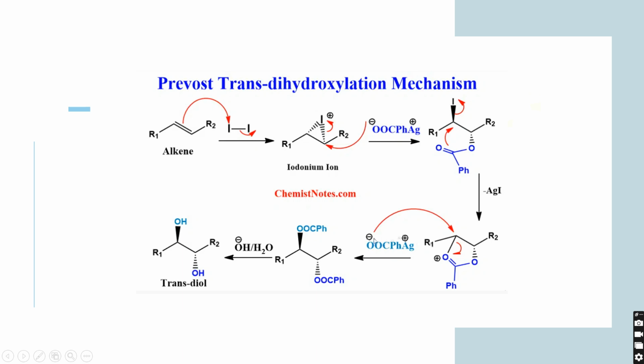So, another acetate will come from silver acetate and it will undergo SN2 reaction pathway to give us these two diacylated product but in trans fashion. Okay, so this is now hydrolyzed in presence of potassium hydroxide to get the trans diol as the final product. So you have to remember that protic medium is giving us cis diol, whereas basic medium or aprotic medium is giving us trans diol.